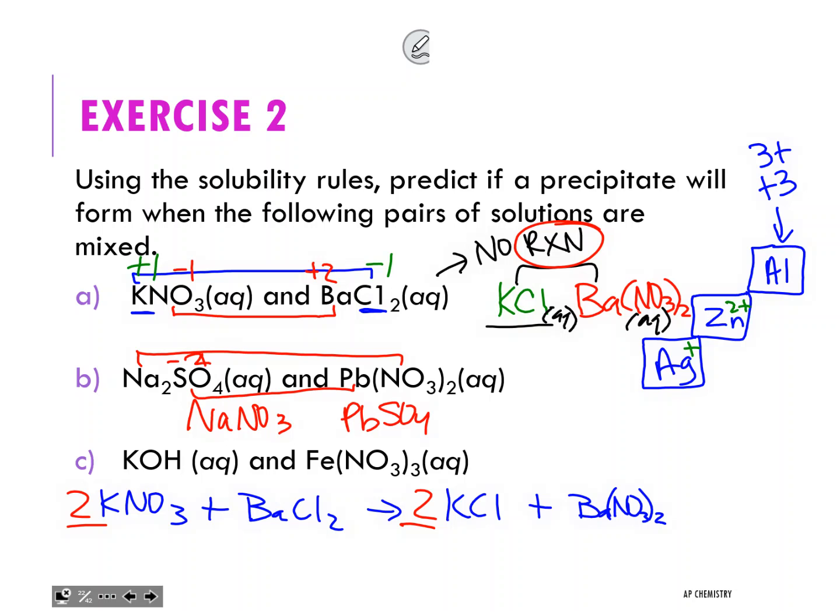The sulfate's -2, the lead is +2, and if you didn't know that, you could have figured it out because there are 2 nitrates in there, and we know nitrate's -1. Yes? Are the charges of the ionic compounds just something you memorize?